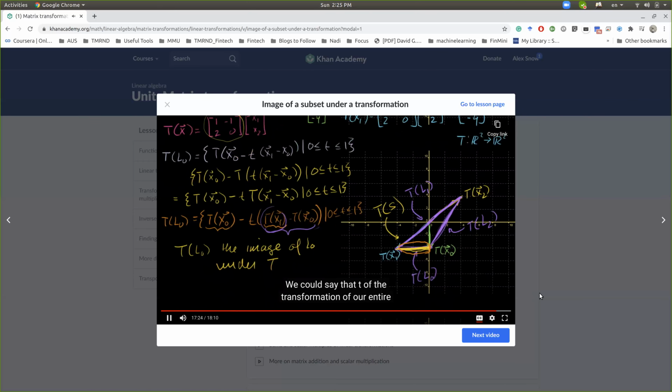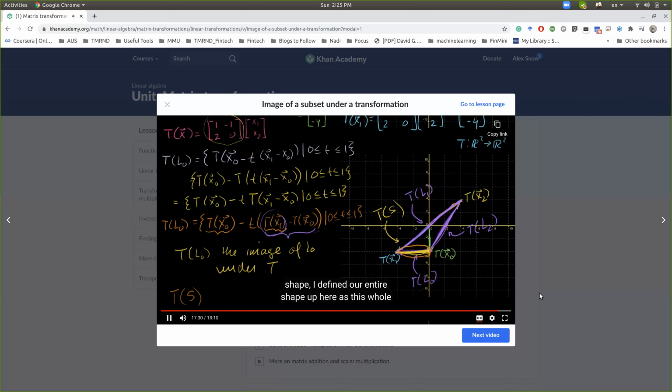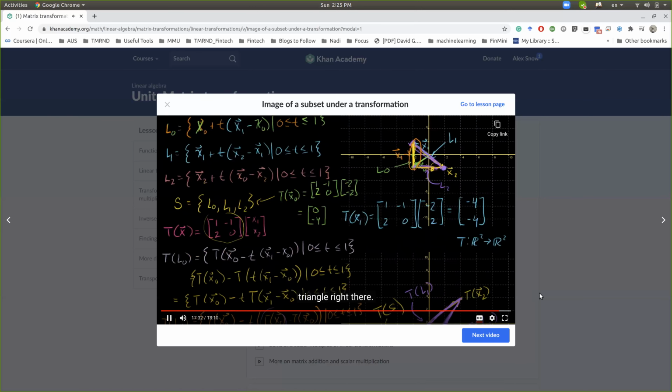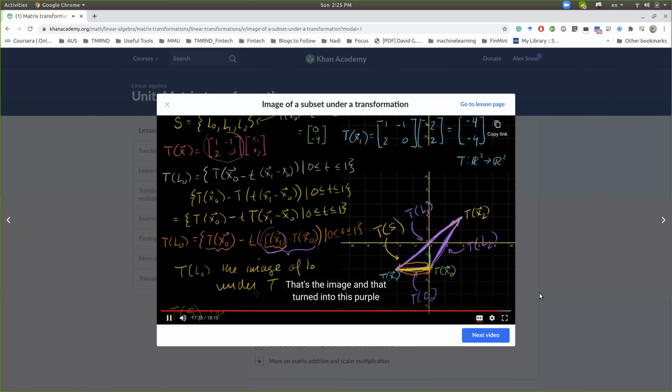And we could say that T, the transformation of our entire shape, right? I defined our entire shape up here as this whole triangle right there. That's the image. And that turned into this purple triangle here. That's the image of S under T.